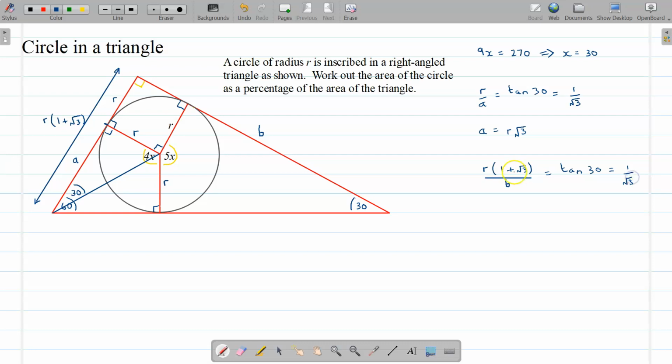Okay, if you cross multiply that again, that tells you that b is equal to r times root 3 times (1 + √3), which is equal to r times (√3 + 3).